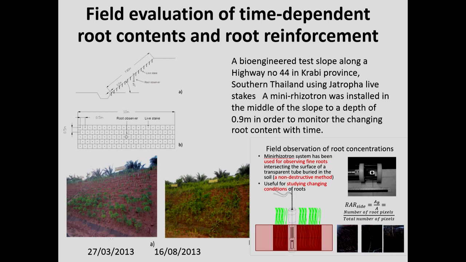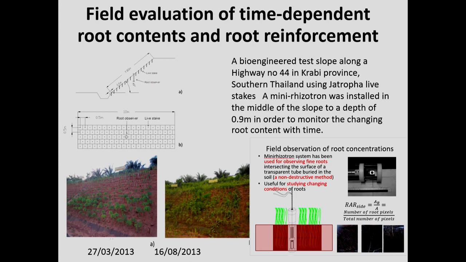And with this, we can try to correlate what happened above ground, so the canopy ratio with the roots underground as well. Which means that we try to extrapolate what happened in the roots underground from above ground, and maybe in the future, we try to use remote sensing to quantify the root effect underground.